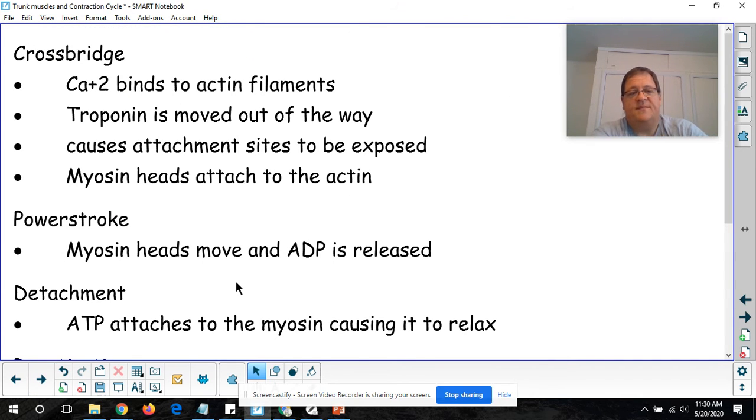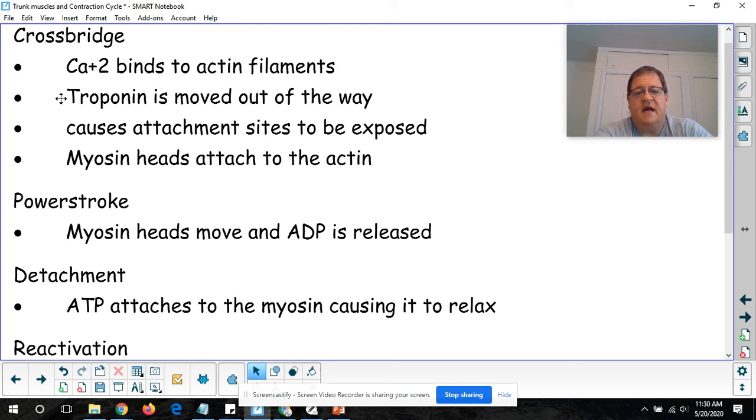All right, so here are our steps. In the crossbridge step, the calcium binds to the troponin, moves the tropomyosin out of the way, exposes the attachment site, and the myosin attaches to the actin. Actin, myosin, attach. Power stroke: myosin heads move, ADP is released. Detachment: ATP attaches to the myosin and it relaxes.